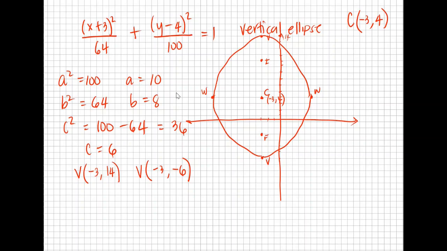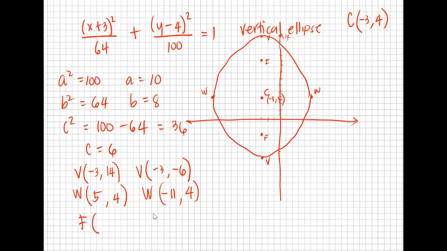Since we go sideways for the co-vertices, since we have a vertical ellipse, for co-vertices, we have 4 here, but on the first coordinate, we have negative 3 plus 8, since we have 8 units to the right, so negative 3 plus 8, that is positive 5. And the other, negative 3 minus 8, so we have negative 11.